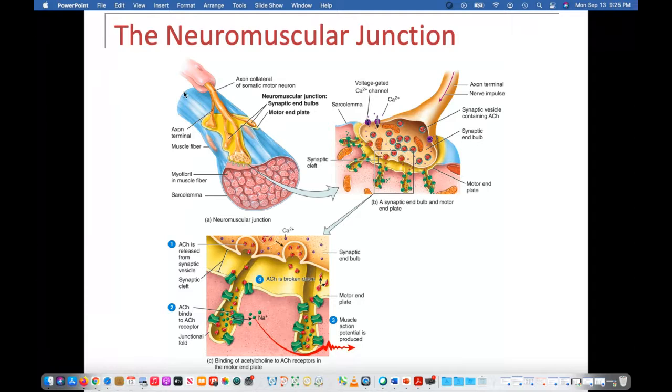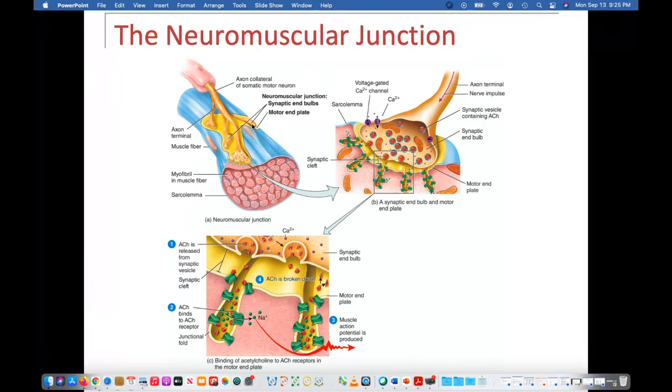So this is the axon here. And now we have the axon branching off. We call these collaterals. We have all these different branches coming off. At the very end of the axon is an axon terminal, and the axon terminal at the very end has this swollen tip. The swollen tips are called synaptic end bulbs. They look like light bulbs, so they're synaptic end bulbs.